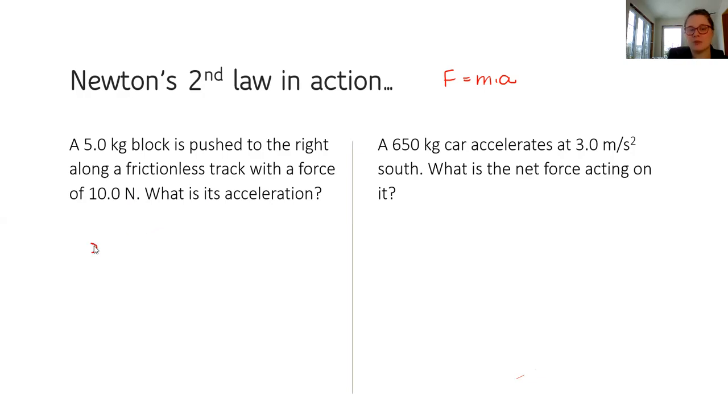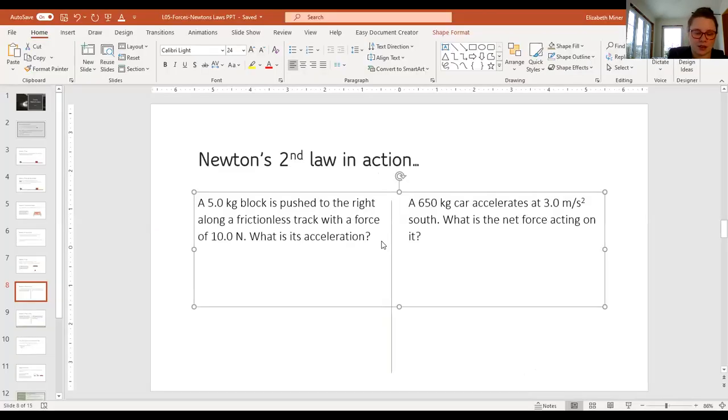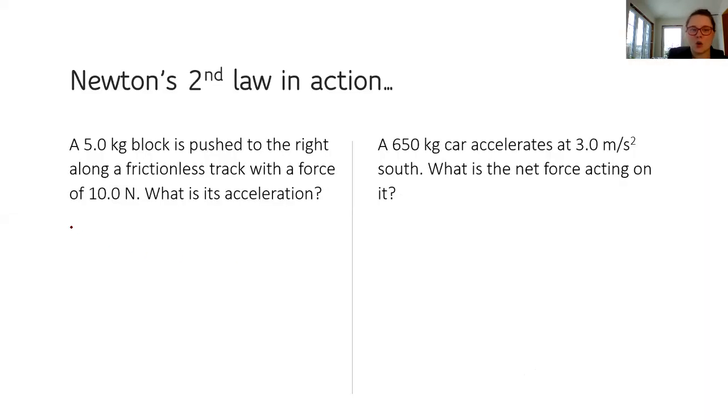So we have a block. It's being pushed along a track with 10 newtons of force. And there's no friction. There's nothing in the other direction. We know there'd be gravity on it, but we really don't have to worry about that because gravity is pulling it down, but we're also going to have the track holding it up. So it's not going to be accelerating up and down. So it's being pushed to the right.